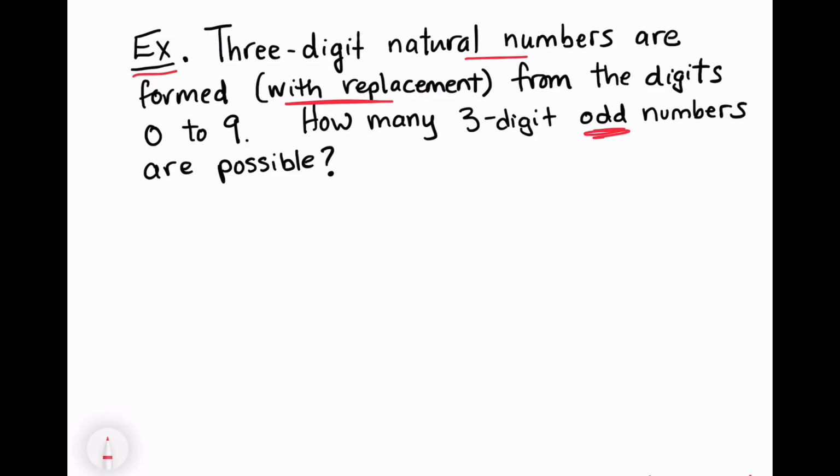Another thing to note is that a 3-digit number is going to be odd when the number in the ones place is odd. So that's something to look for. If I have a 1, 3, 5, 7, or 9 in the ones place, then the number will be an odd number. Equivalently, if this number is even, then my whole number will be even.